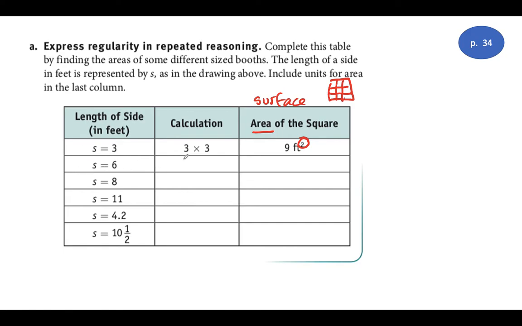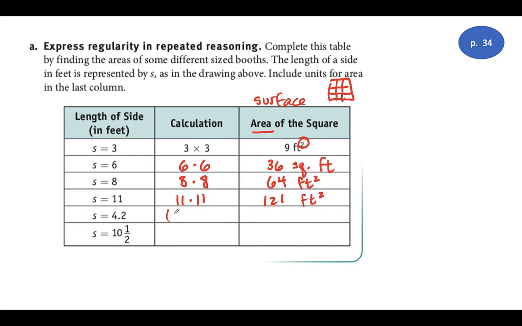So if the side length was 6, it would be 6 times 6, which would be 36. And you can write feet to the second power, or you can literally write square feet. I knew a math teacher who forced his students to do that. I'm okay with either one. All right, if the side length is 8, then the calculation is 8 times 8, or 64 square feet. I'm going to use the other one, square feet. If the side length is 11, then your calculation is 11 times 11, or 121 square feet.